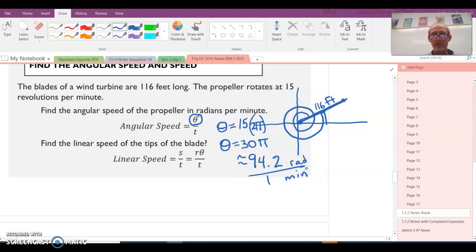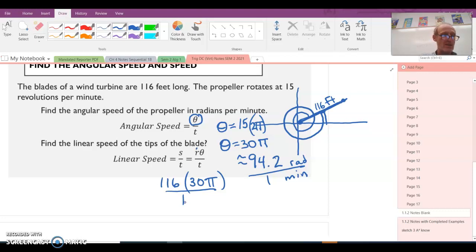Now, we've got to find the speed, right? So how fast is this blade going? Well, we have theta, which is 30 pi, and we have the radius, which is 116. So we're going to take 116, which is the radius there, times 30 pi, and that's every minute. So that thing is going to be moving, right? It's going to be going pretty fast every minute. So how fast is it going to go? We've got to use our calculator to figure that out.